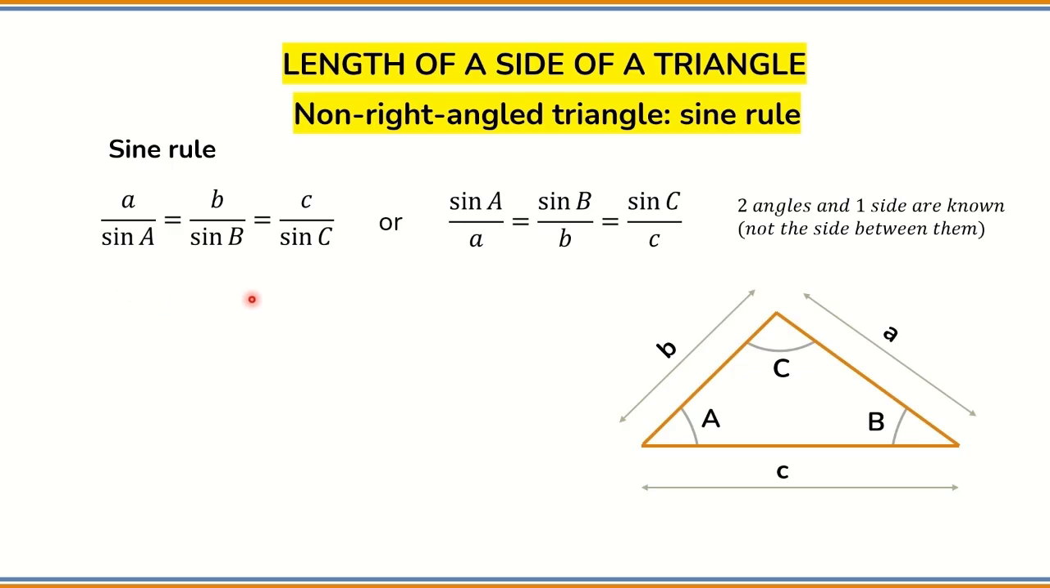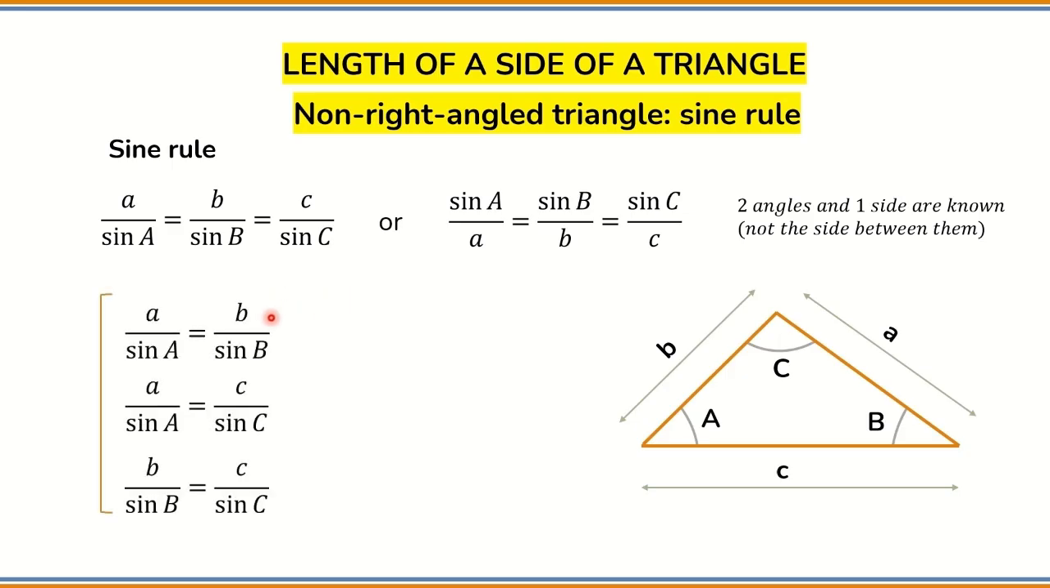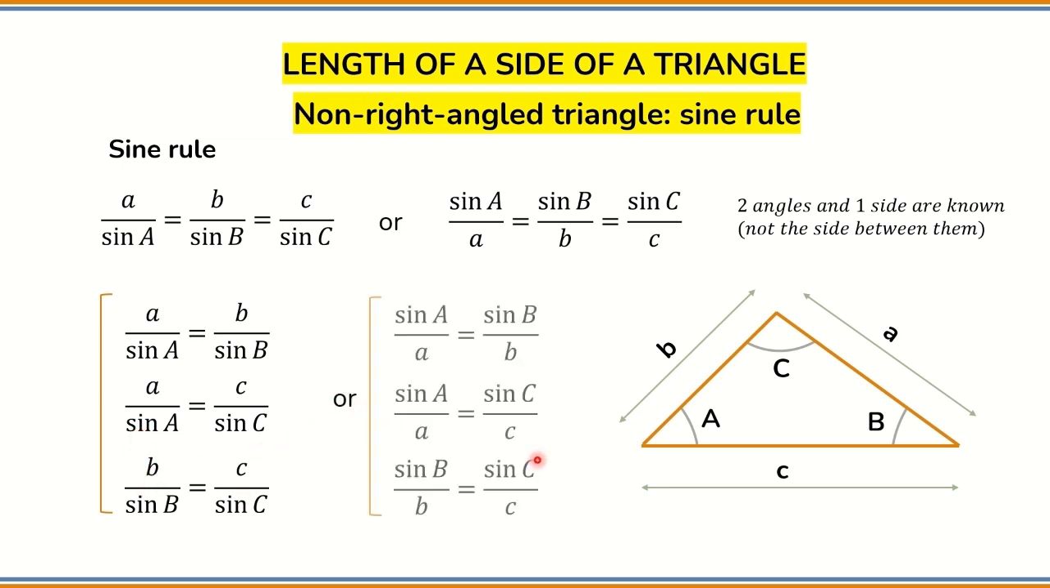When we apply the sine rule, we will be using one of these three equations. In each of them, only two pairs of angles and sides are involved. For example, in the first one, a and b, second one, a and c, and in the third one, b and c. Or we can also use the inverse fractions.